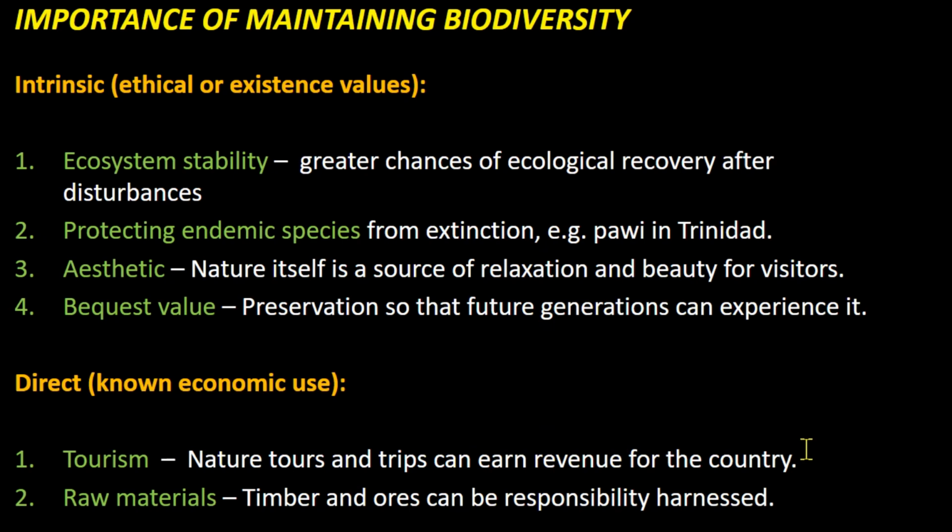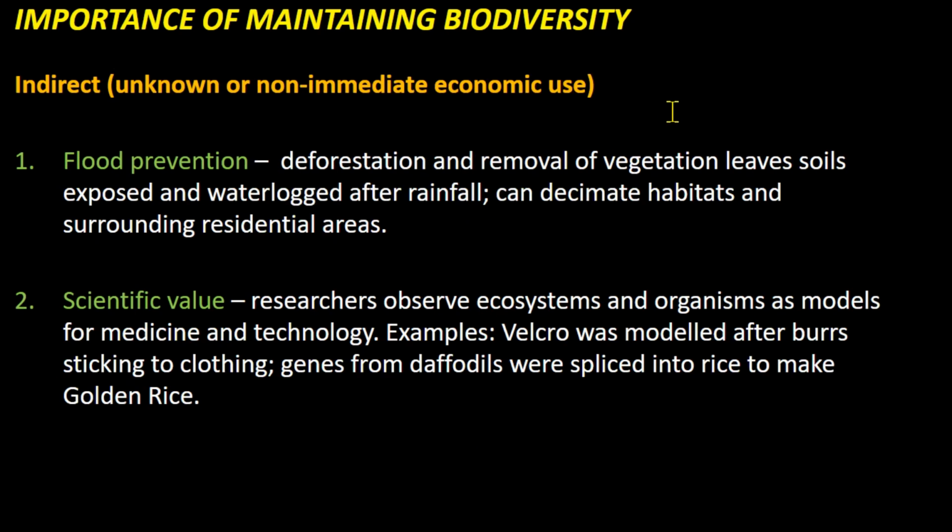Then we have raw materials can be harnessed from the environment, like timber and ores, which can be responsibly harnessed if reforestation or responsible mining was to take place. Next we have indirect, which means that there's an unknown use or there's a non-immediate economic use.